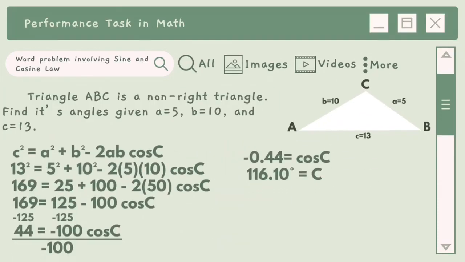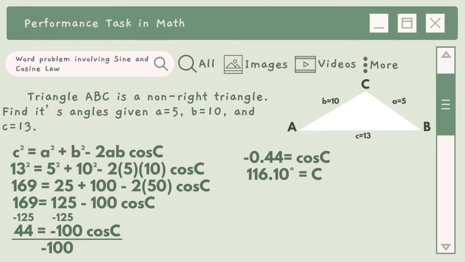Now, we'll solve using the formula C squared is equal to A squared plus B squared minus 2 times A times B times the cosine of C. Then, we substitute the values. C is equal to 13, A is equal to 5, and B is equal to 10. Now we simplify by squaring 13, 5, and 10 and multiplying 5 and 10. After that, we simplify again by adding 25 and 100 and multiplying 2 and 50.